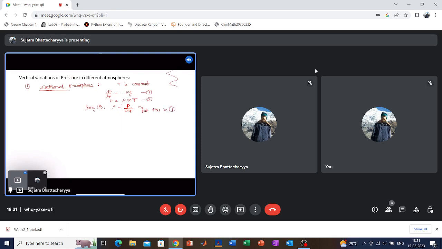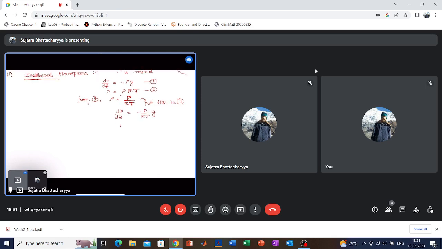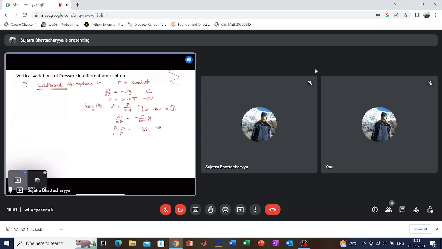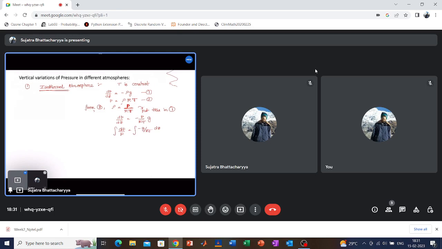So what will happen? dp by dz will be equal to minus p by RT into g. Now dp by p will be equal to what? Minus g by RT, and put the dz here. Now you see, this is the integral which I have to solve to understand what will be the pressure variation with height.